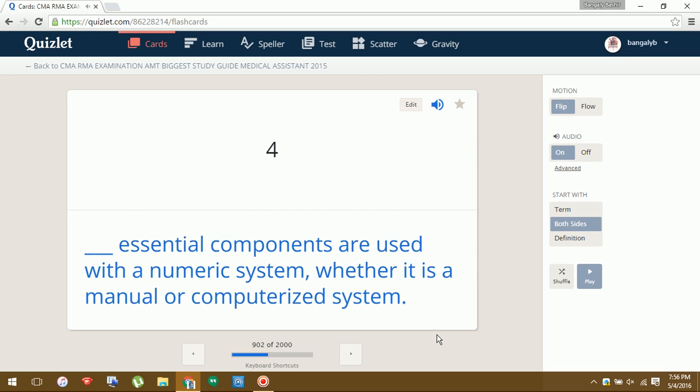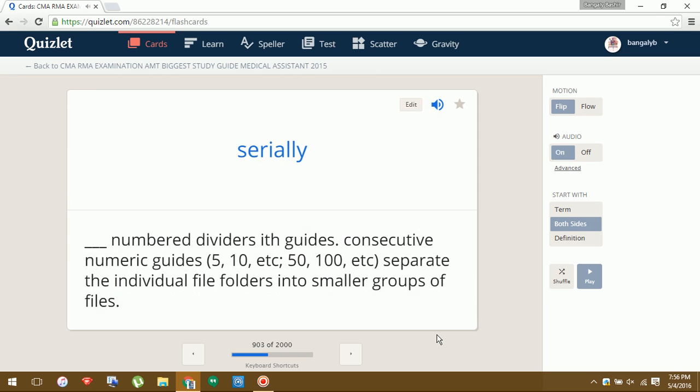Four essential components are used with a numeric system, whether it is a manual or computerized system. Number dividers or guides: consecutive numeric guides separate the individual file folders into smaller groups of files.